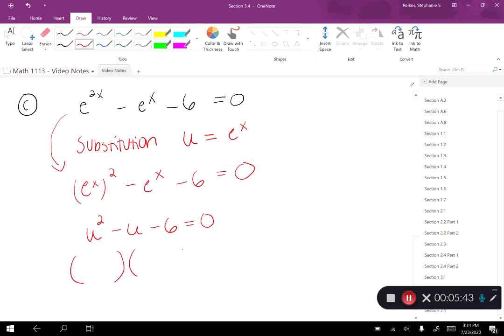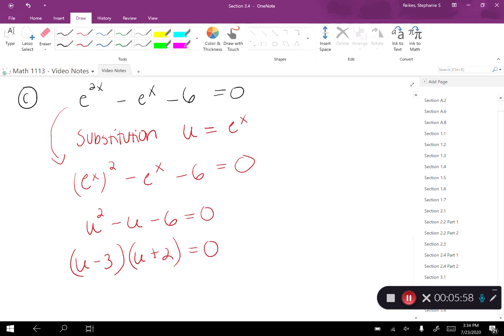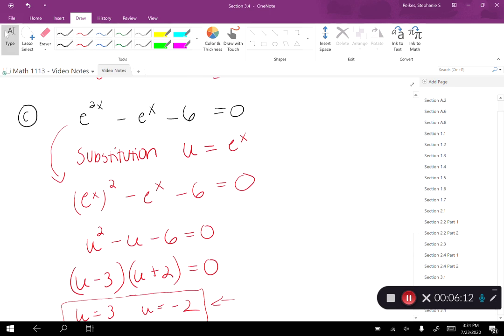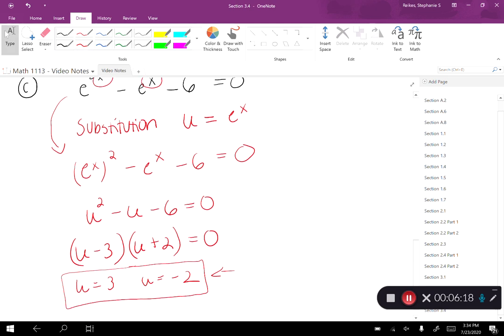I can factor this problem. Two numbers that multiply to -6 but add to -1, that's going to be -3 and +2. Solving for u, I get u equals +3 and u equals -2. Now that looks like you're done, but not quite. You just solved for the letter u, but in the original problem, I wanted to solve for the letter x. So, after you have u, you need to go back into your substitution and solve for x.